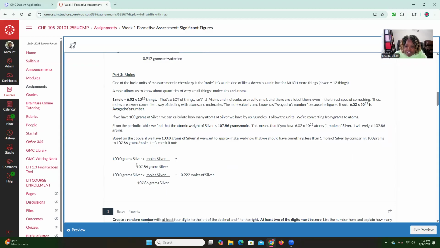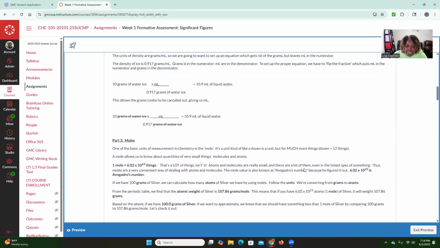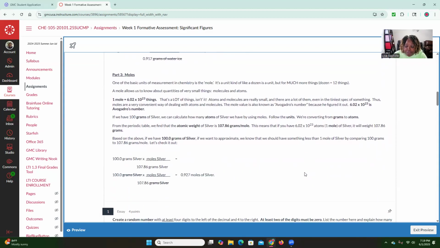So silver, if you're looking in your periodic table, you will need a periodic table in front of you to do the assignment because some of these items you'll need to look at numbers in the periodic table. I have a periodic table on the wall in my office. Silver has a symbol of Ag. If you look at Ag in the periodic table, that bottom number, you're going to see it's 107.86. That tells you how many grams of silver are in 1 mole of silver.